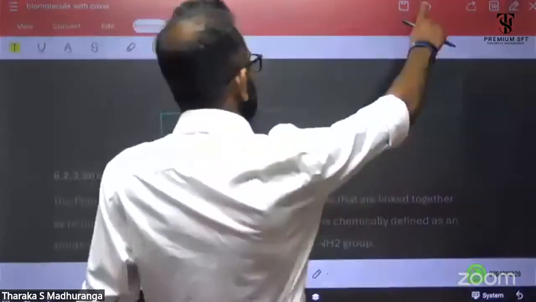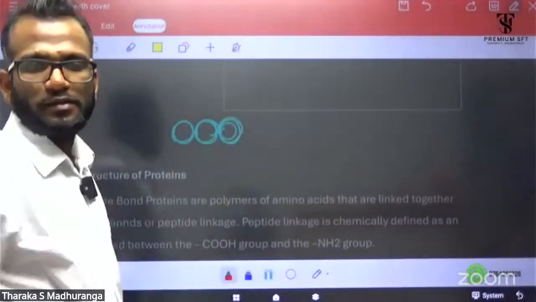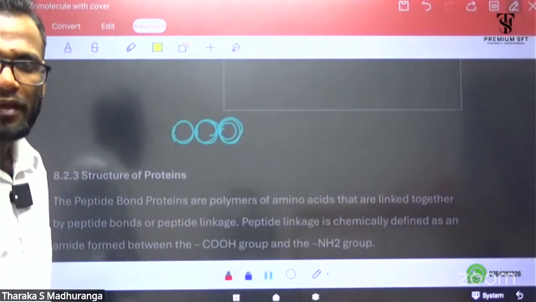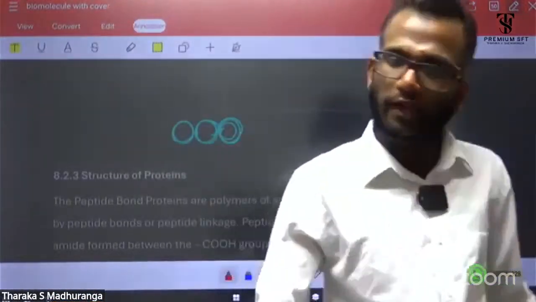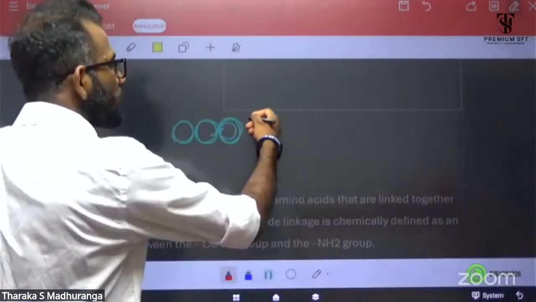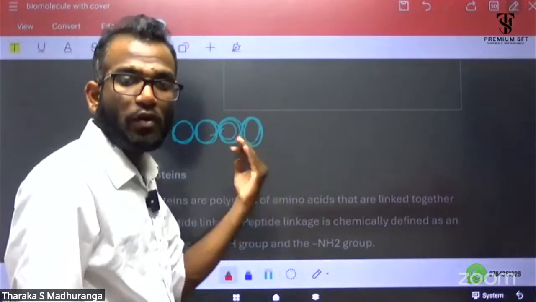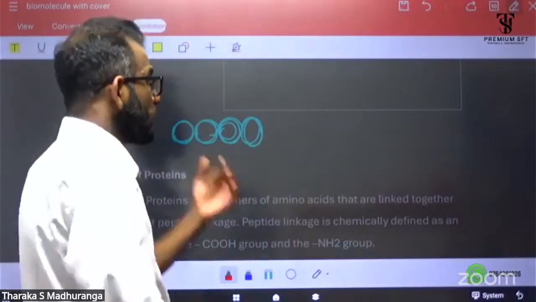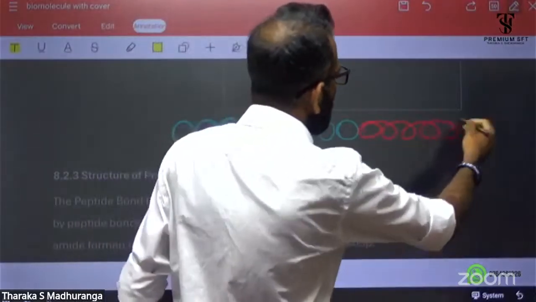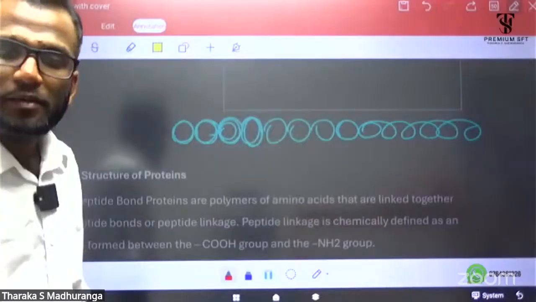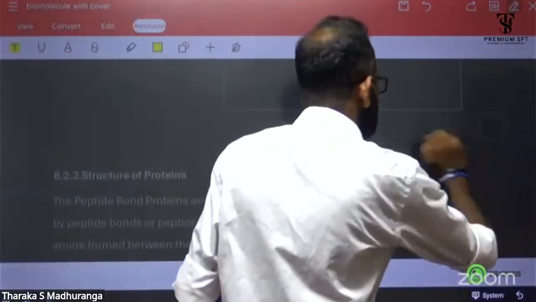Think of three monosaccharides combined with glycosidic bonds. That we call a trisaccharide. Four monosaccharides combined with glycosidic bonds is an oligosaccharide. More than that, like a chain, we call polysaccharides. The same thing applies in proteins.